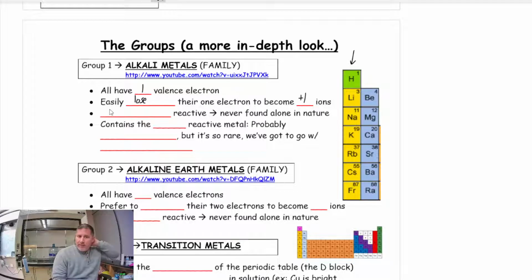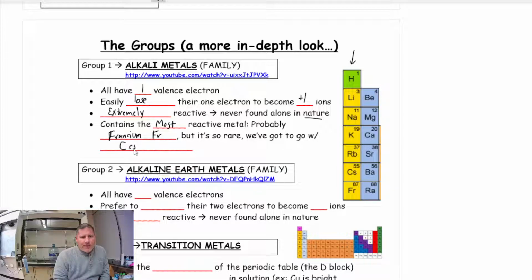They are extremely reactive, which is the reason I'm going to show you the video. They're extremely reactive, and they're never found alone in nature. If there was a little bit of sodium free in nature, it would quickly disappear because it reacts so much with water. They contain the most reactive metal, and that's definitely francium. I don't think there's any doubt about it, but because it's so hard to actually measure and so rare, we've got to go with cesium.